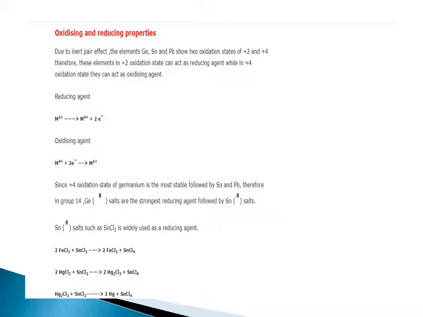And how is it working as an oxidizing agent? It changes from +4 to +2 by gaining electrons. Here it is undergoing reduction but working as an oxidizing agent. Since +4 oxidation state of germanium is the most stable, followed by tin and lead, therefore in group 14, germanium 2 salts are the strongest reducing agents, followed by tin 2 salts.